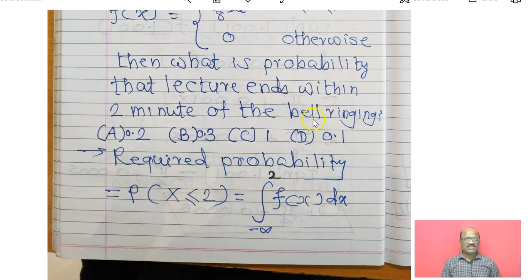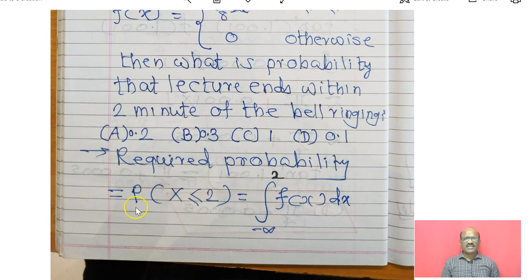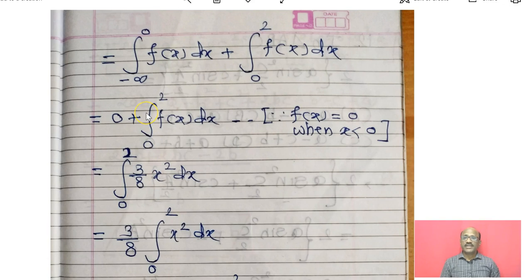It's a very simple one. The required probability is P of capital X less than or equal to 2, and its integration is from minus infinity to 2 of f of x dx. Now solve this. Substitute the value of f of x. That is, it can be written as integral from minus infinity to 0 of f of x dx plus 0 to 2 of f of x dx. But what is the value of this? Otherwise it is 0, this is 0.